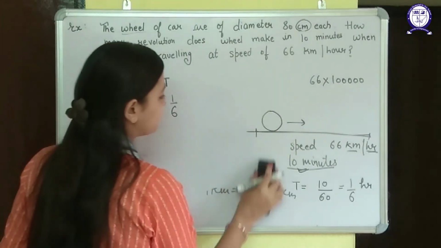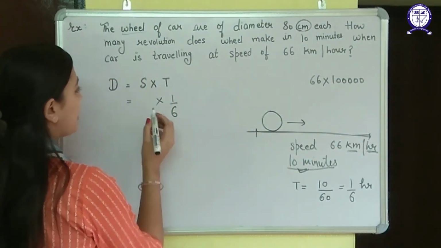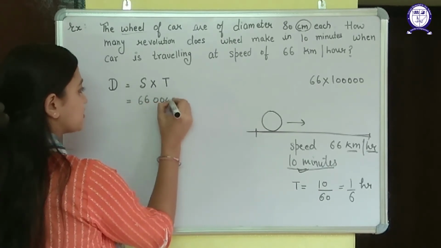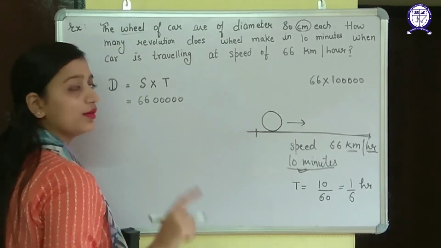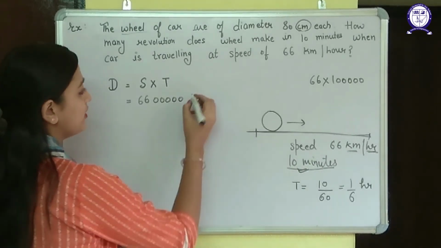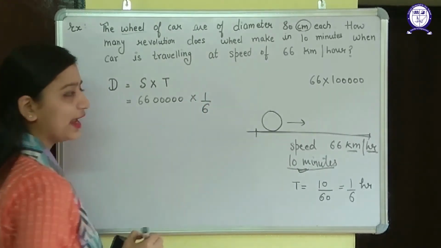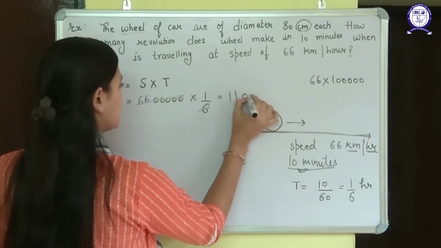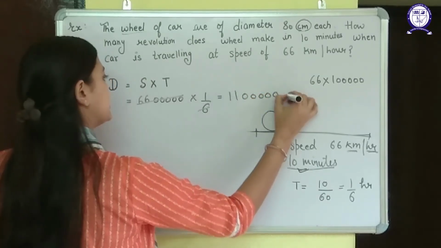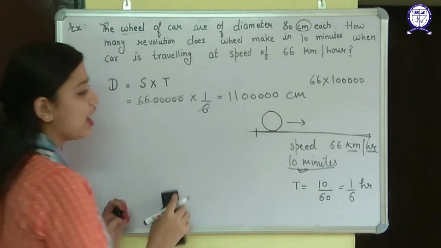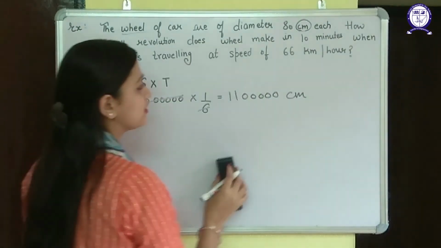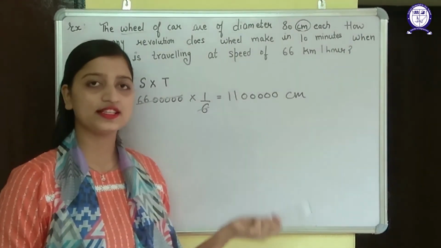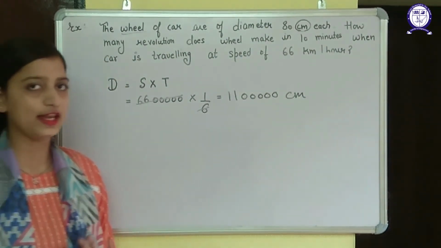So this is my speed. Speed is 66 lakh centimeter per hour into 1 upon 6. This is my time in hour. So I can cut this, and I will get 11 lakh centimeter. This is the distance covered by the car in 10 minutes.